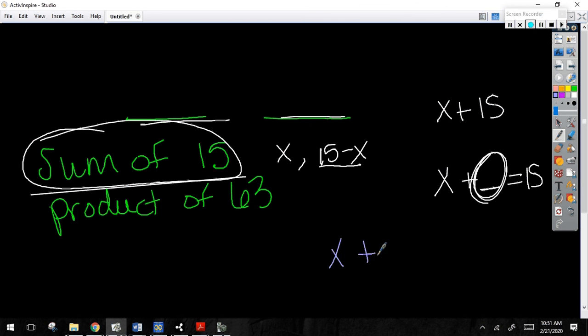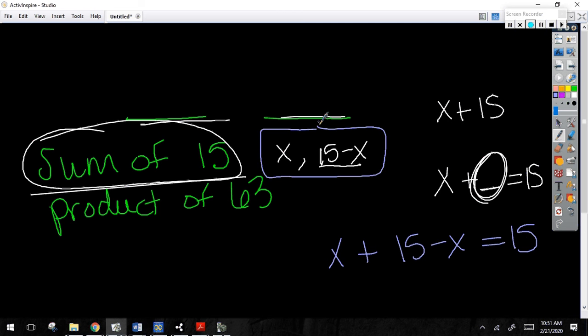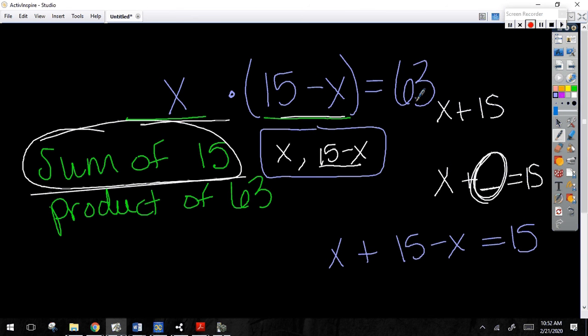Listen, look. Does x plus 15 minus x add to give you 15? Yes, it does. X minus x is 0, and it gives you 15. So these 2 things add to give you 15. But multiplied together, they should give you what? So x times 15 minus x should give you 63.